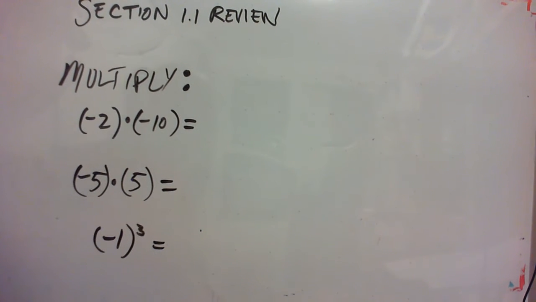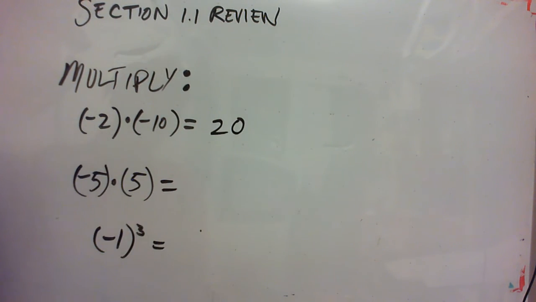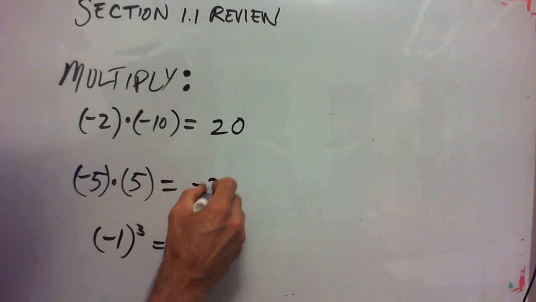Okay, let's now do a few multiply problems. Multiply -2 times -10, multiply -5 times 5, and multiply out -1 cubed. And the rule here is if you have two negatives multiplied or divided, the answer is positive. But if you have one negative, one positive, multiplied or divided, the answer is negative. So our first answer is +20. Second answer is -25.